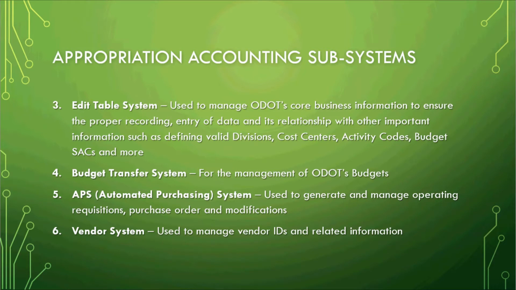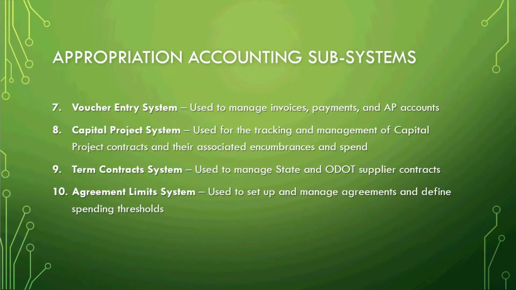Fifth is the Automated Purchasing System, or APS. This is used to generate and manage operating requisitions, purchase orders, and modifications. Sixth is the Vendor System, used to manage vendor IDs and related information. Seventh is the Voucher Entry System. This is used to manage invoices, payments, and accounts payable accounts.